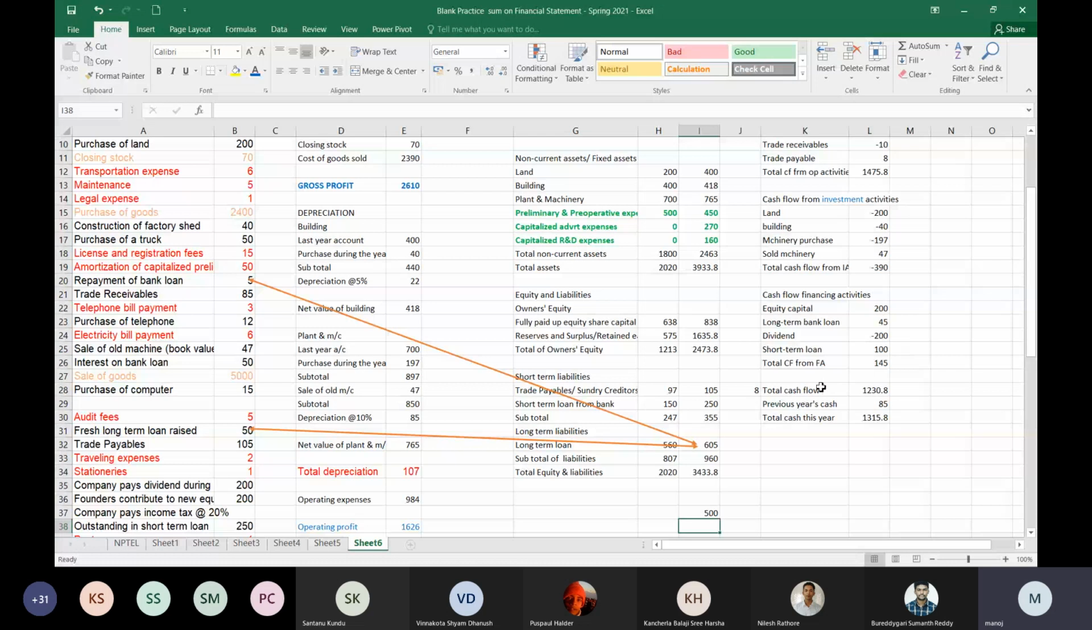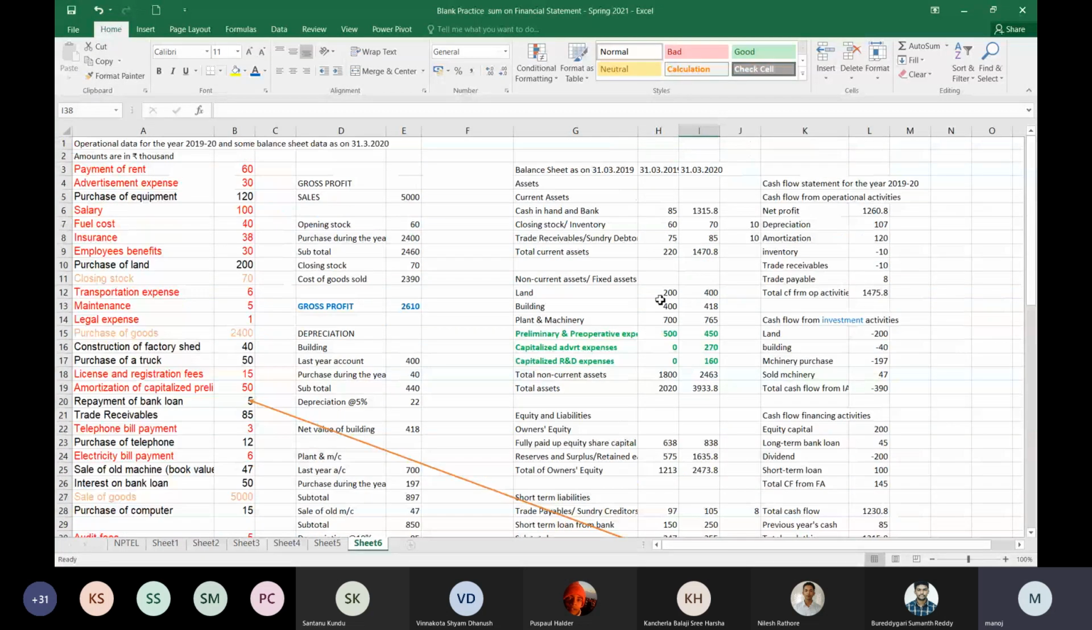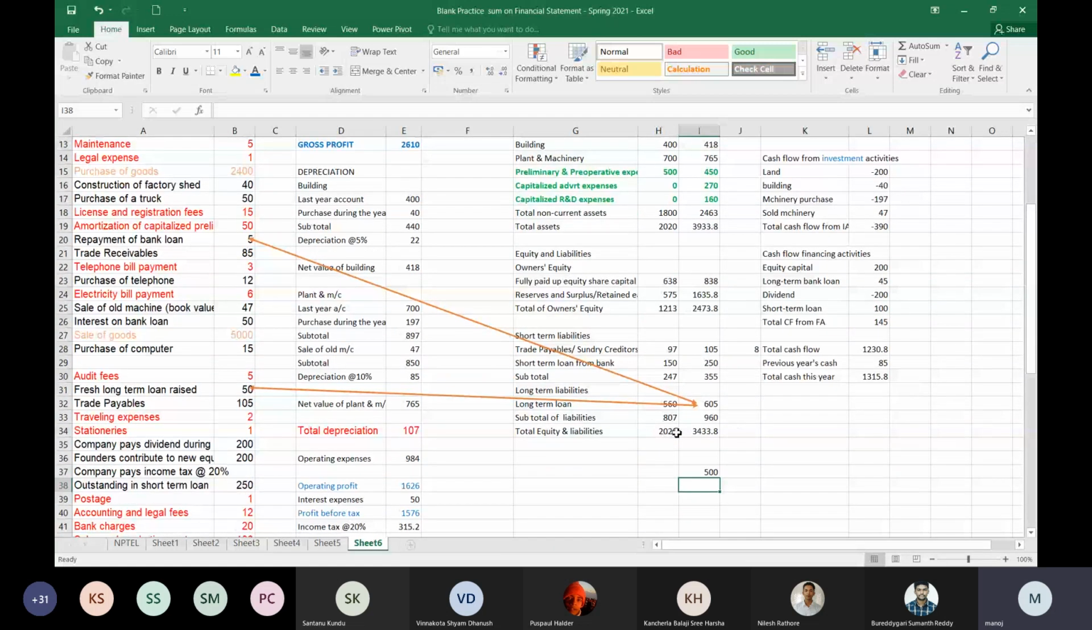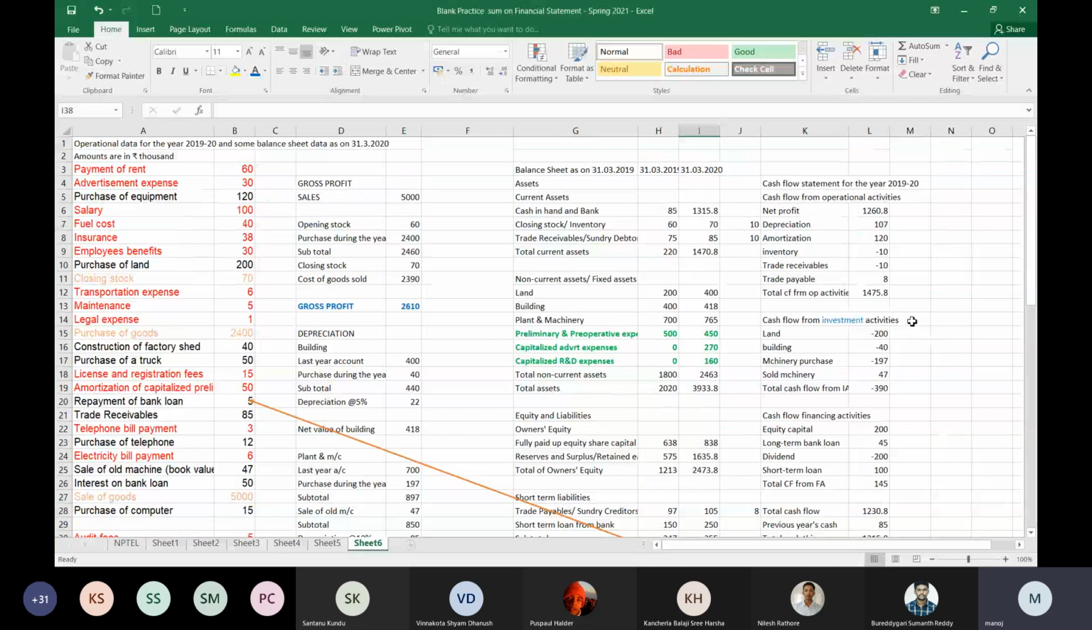Only 50 rupees minus 5. Then cash flow, previous year's balance is how much? 85 is right. Previous years it is balancing, 2020, 2020, right? It is balanced. Let me see previous year. If it is wrong, then everything will go wrong.